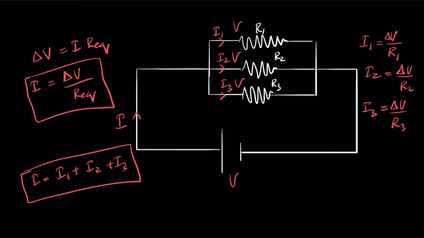So that's the difference here. Remember, in the last problem we talked about V1, V2 and V3. Here we will talk about I1, I2 and I3. So this is the idea behind a parallel circuit.